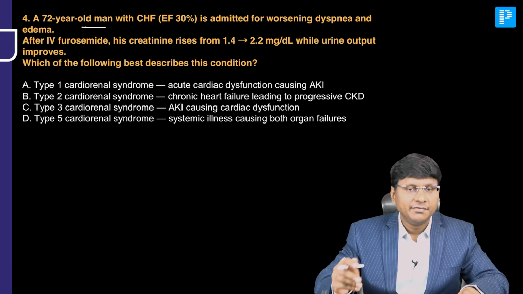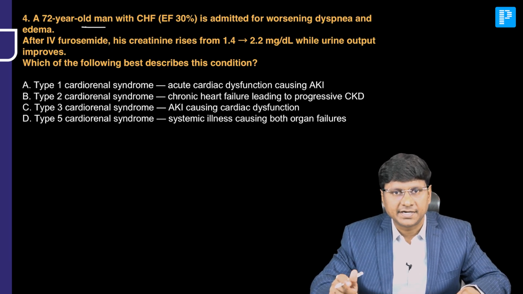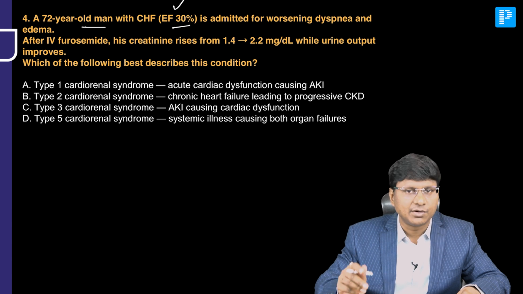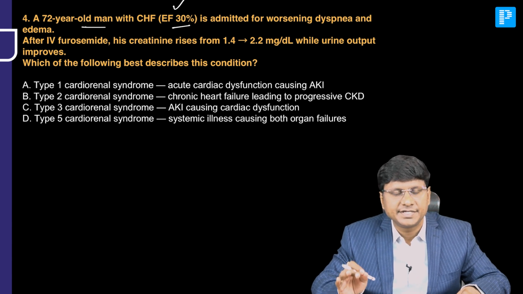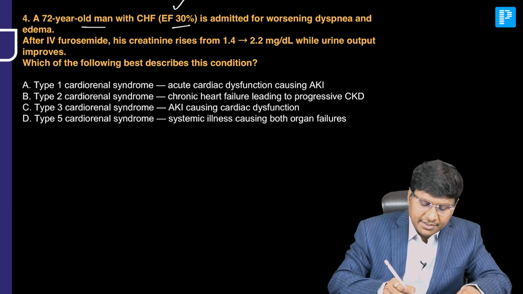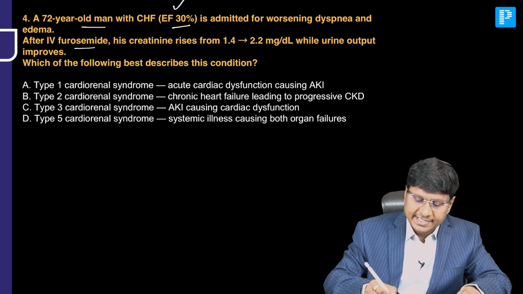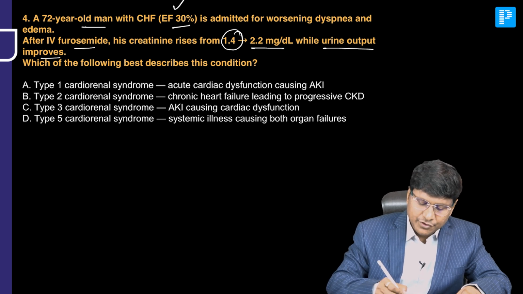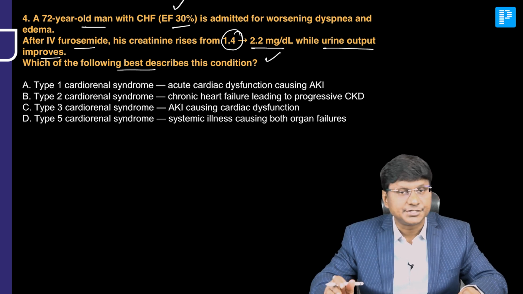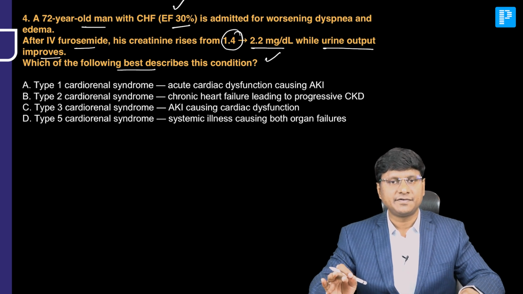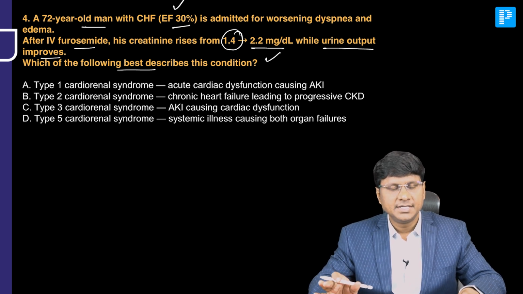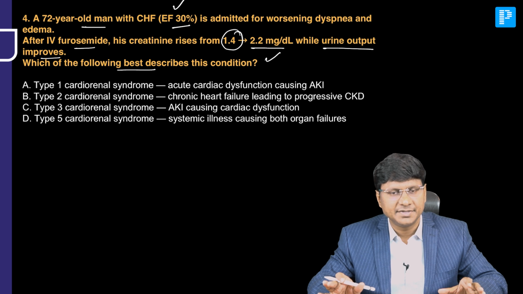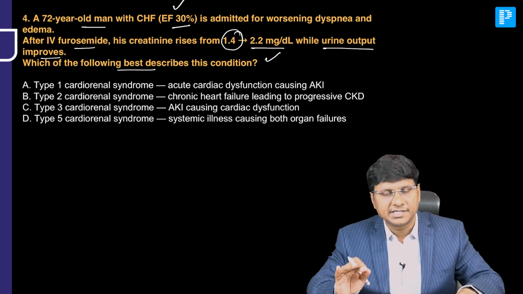Next question: we have a 72-year-old man with congestive heart failure. The ejection fraction is around 30% and he is admitted for worsening dyspnea and edema. After IV furosemide, his creatinine rises from 1.4 to 2.2 milligrams per deciliter while urine output improves. Which of the following best describes this condition? So this patient has congestive heart failure with an ejection fraction of 30%. He was admitted with dyspnea as well as edema. After furosemide, his creatinine stepped up. So what condition do we consider this as?